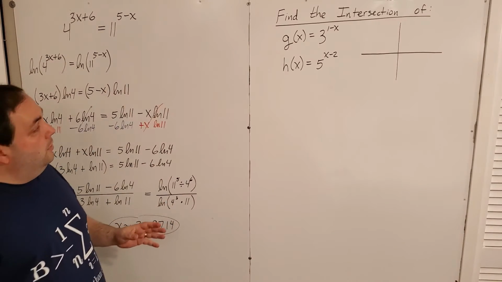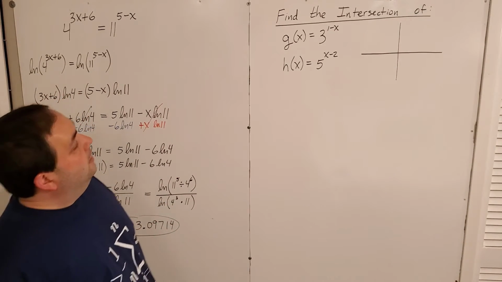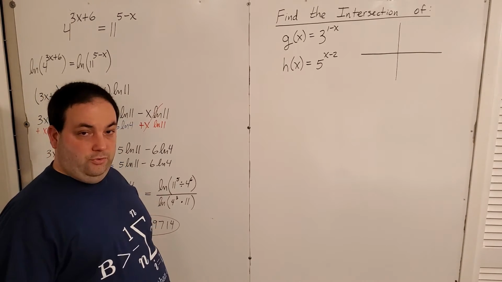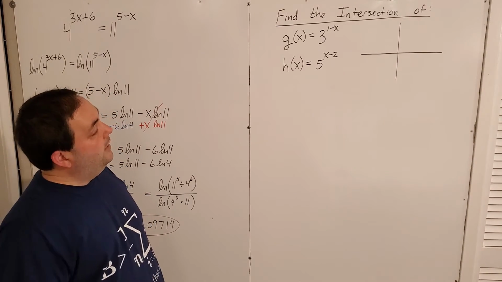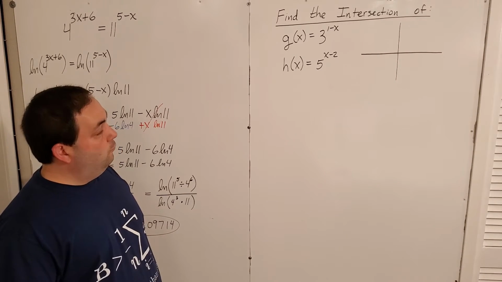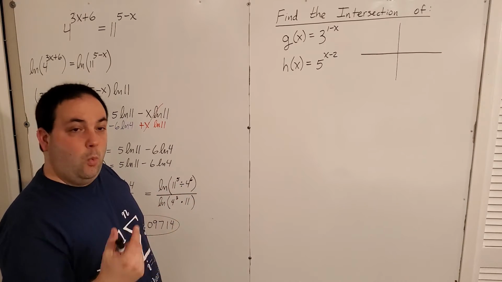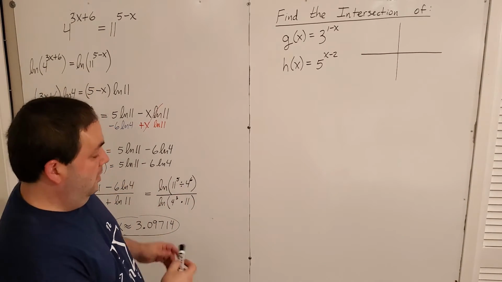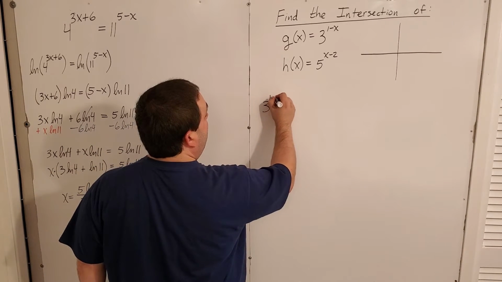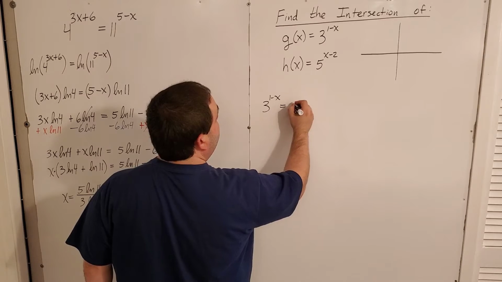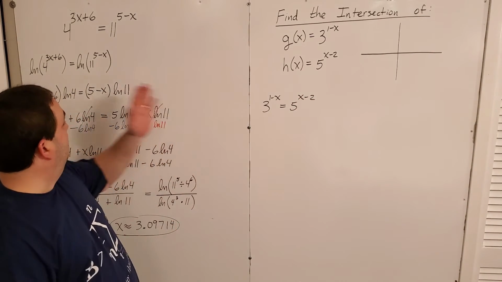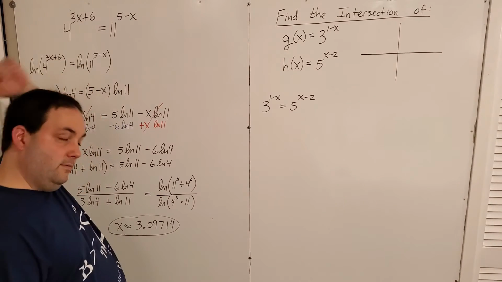All right, so the last one over here is find the intersection of these two exponential functions. Remember, the intersection is just going to be where the two graphs meet. All I'm going to be doing is setting the y's equal to each other, which means I'm going to be solving this equation: 3 to the 1 minus x is equal to 5 to the x minus 2, which I'm going to work the same way as this one, obviously.